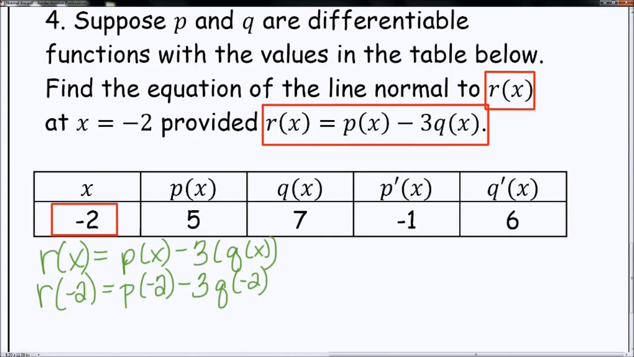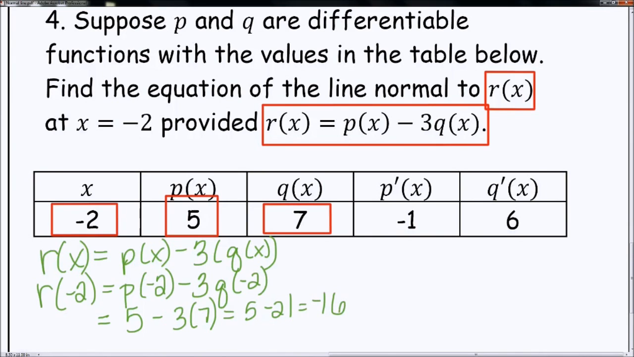So I'm going to come to my table. I want to find what is p of -2. Well, I notice that p of -2 is equal to 5. So I'm just going to write 5 minus 3. And I want to find what is my q of -2. Well, q of -2 in this case is 7. So I'm going to write 3 times 7. So I get 5 minus 21, which is equal to -16.